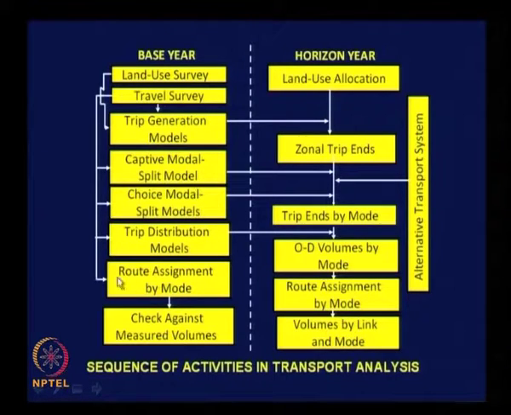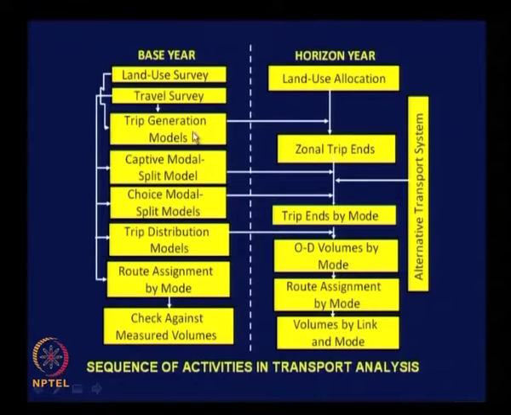So, this is also applicable in the case of goods transportation, then choice model split models, and then trip distribution and route assignment. Do the route assignment considering all the restrictions imposed on goods vehicle movement, and then add that to get the total volume of traffic that you get theoretically, and then check against measured volumes. Okay. And once your models are calibrated, apply your models to predict the horizon year situation.